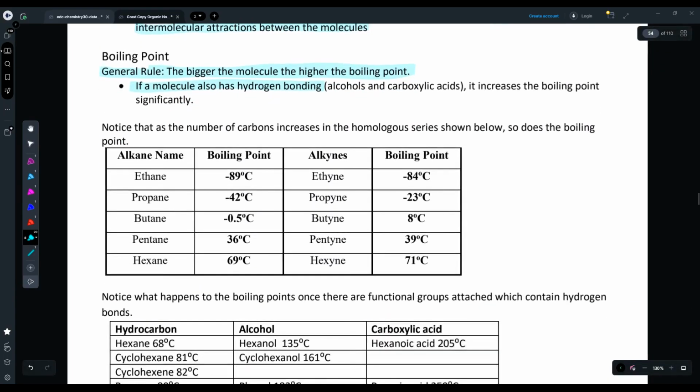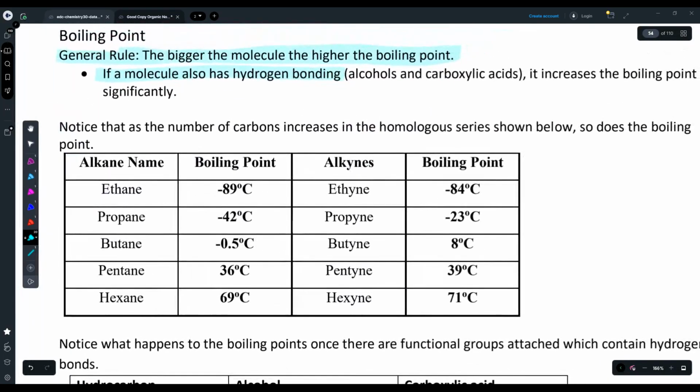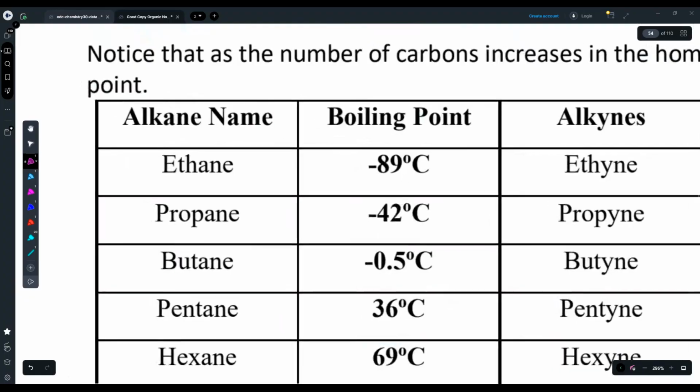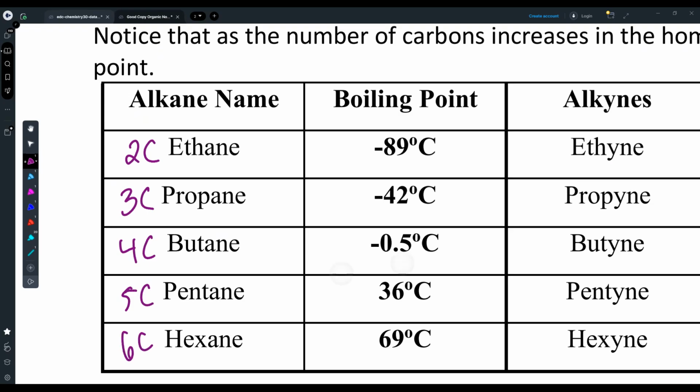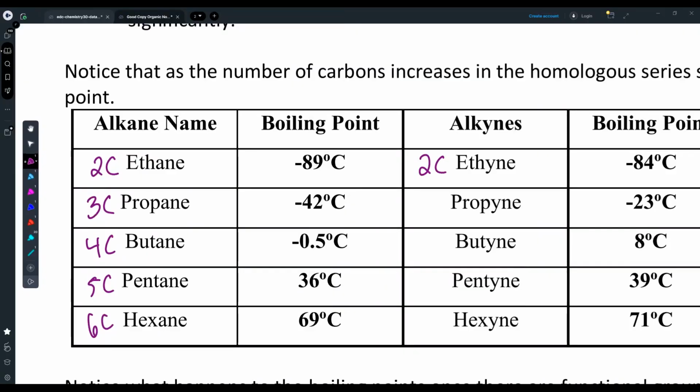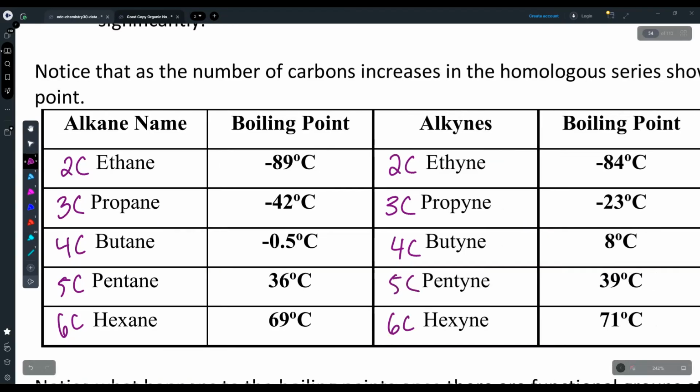Okay, with this table here, it's just trying to show you the trend. Looking over here, we have ethane, propane, butane, pentane, hexane. In other words, we have a compound with 2 carbons, 3 carbons, 4 carbons, 5, and 6. Ethane has 2 carbons, propane has 3, then 4 carbons, 5 carbons, 6 carbons, and so on.